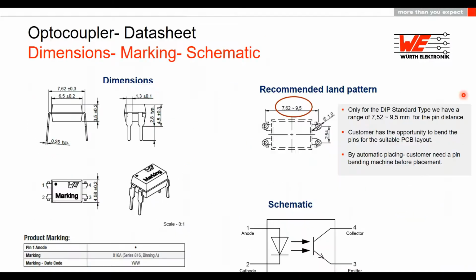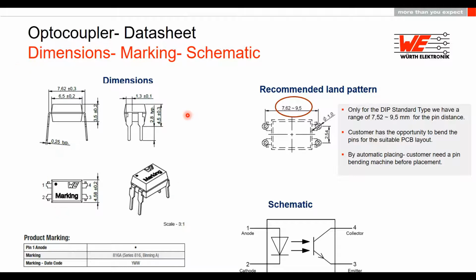Now we can start with the data sheet. Before we start, I want to say that the Würth Electronics data sheet is a little bit different from the ones on the market. We are offering a single data sheet for every part number. That means you have one data sheet for every package and for every binning. And yes, this is the first page you can see on our data sheet.